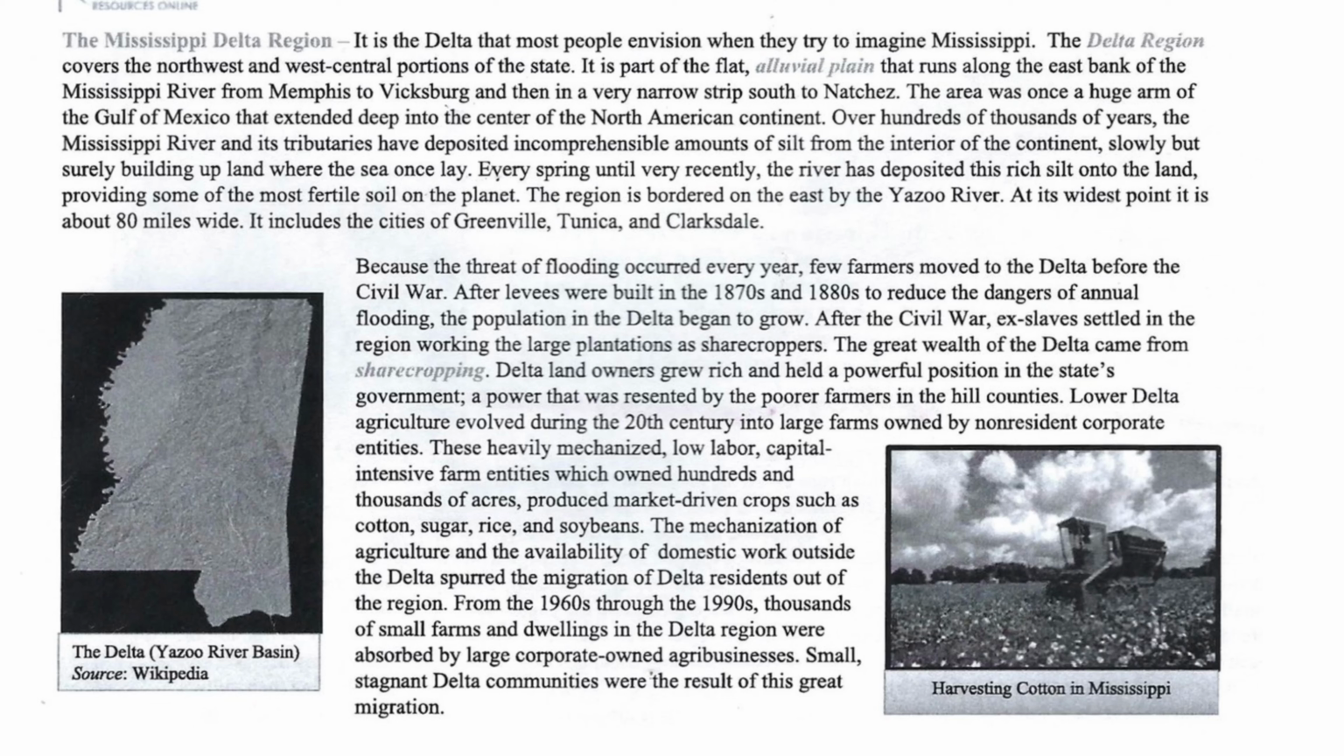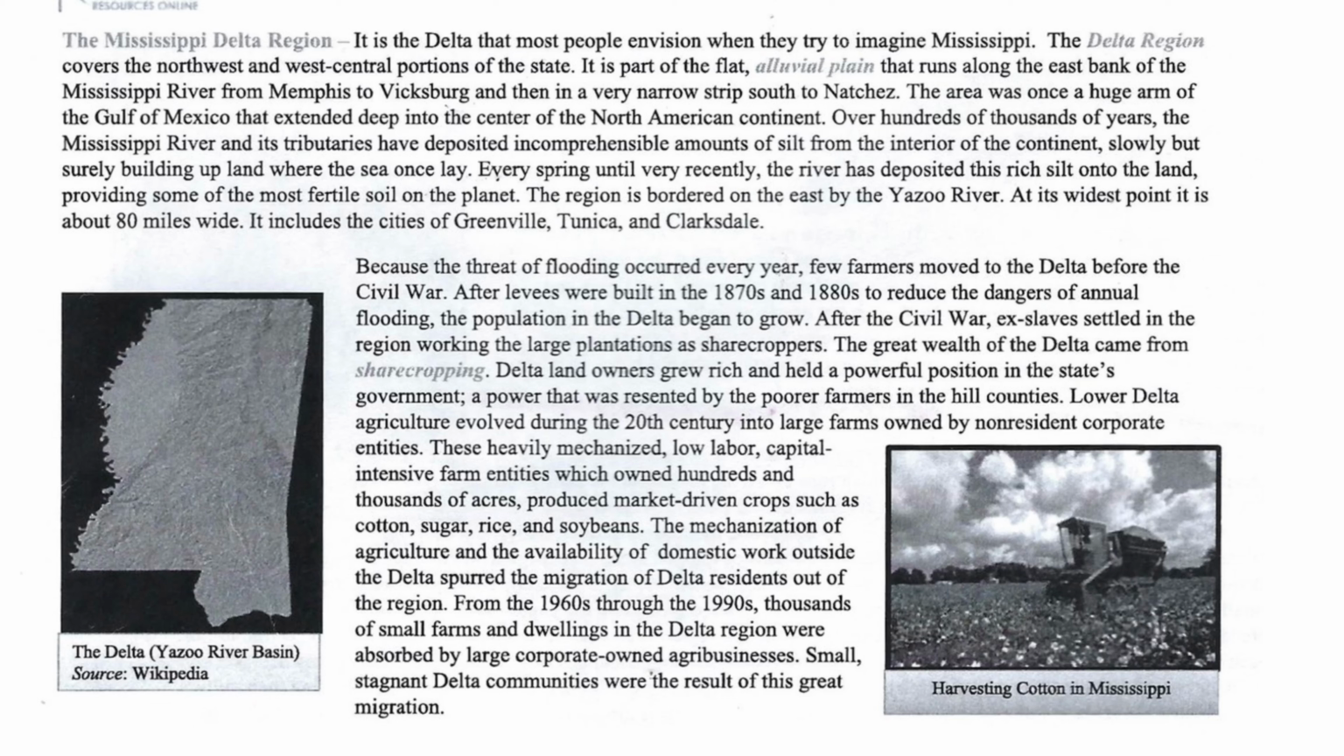The area was once a huge arm of the Gulf of Mexico that extended deep into the center of the North American continent. Over hundreds of thousands of years, the Mississippi River and its tributaries have deposited incomprehensible amounts of silt from the interior of the continent, slowly but surely building up land where the sea once lay. Every spring until very recently, the river has deposited this rich silt onto the land, providing some of the most fertile soil on the planet.